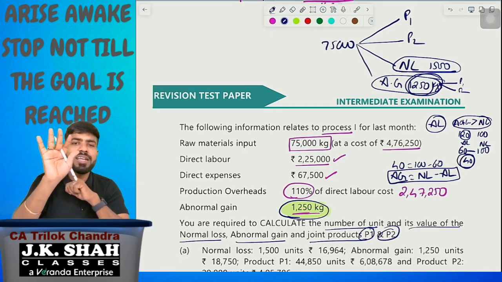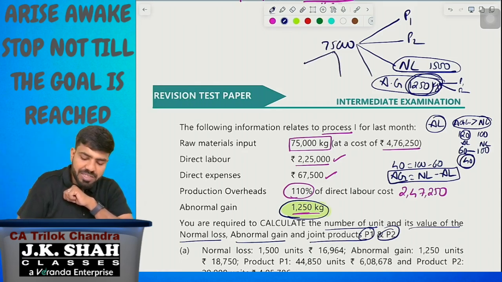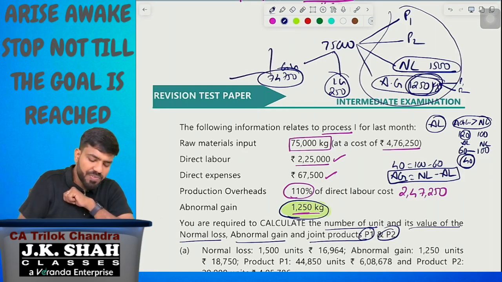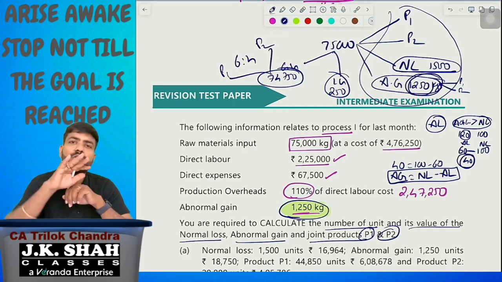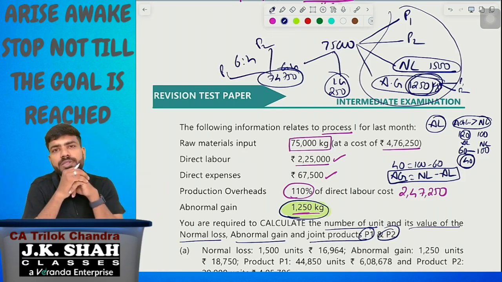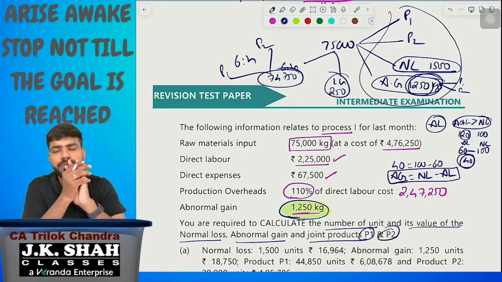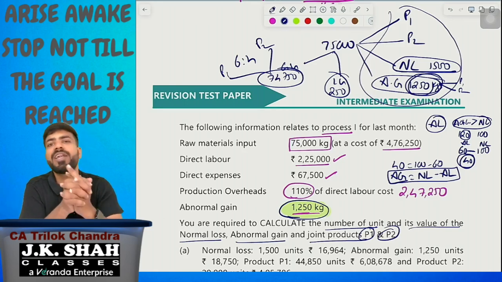Are you understanding? Let me take the actuals. See, this is the accounting. Lost units are only 250. Good units are 74,750. This 74,750 will come out as P1 and P2 in the proportion of 6:4. Accounting is different from what is actually happening. We need to account normal loss 1,500. Later on we'll adjust that. So please understand, abnormal gain of 1,250 will result in the name of P1 and P2.